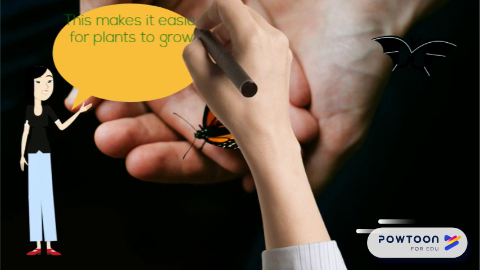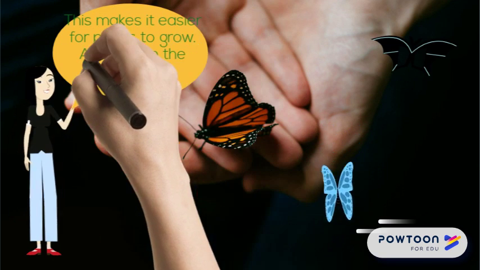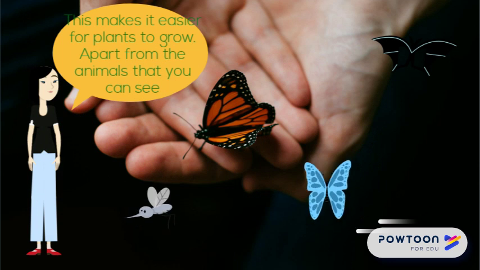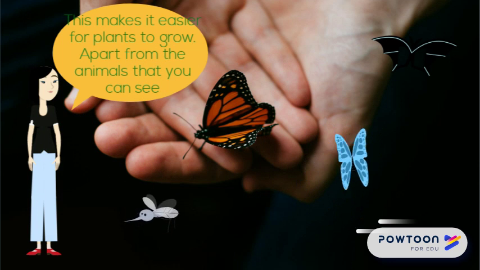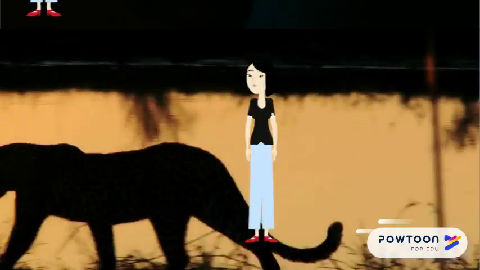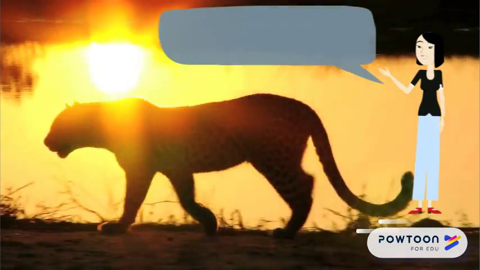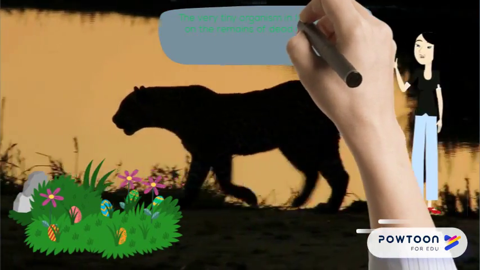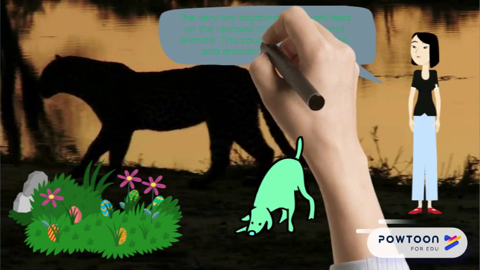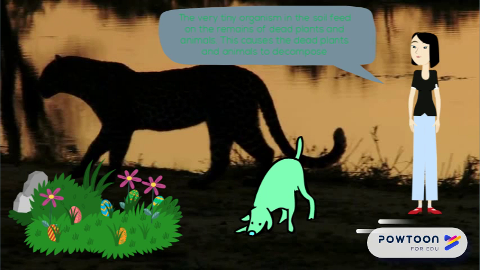Apart from the animals that you can see, there are millions of different kinds of very tiny living organisms in the soil. These are so small you cannot see them unless you look at the soil through a microscope. The very tiny organisms in the soil feed on the remains of dead plants and animals. This causes the dead plants and animals to decompose. Larger soil animals mix the decomposed remains with the soil as they move through it, spreading nutrients through the soil and making it more fertile.